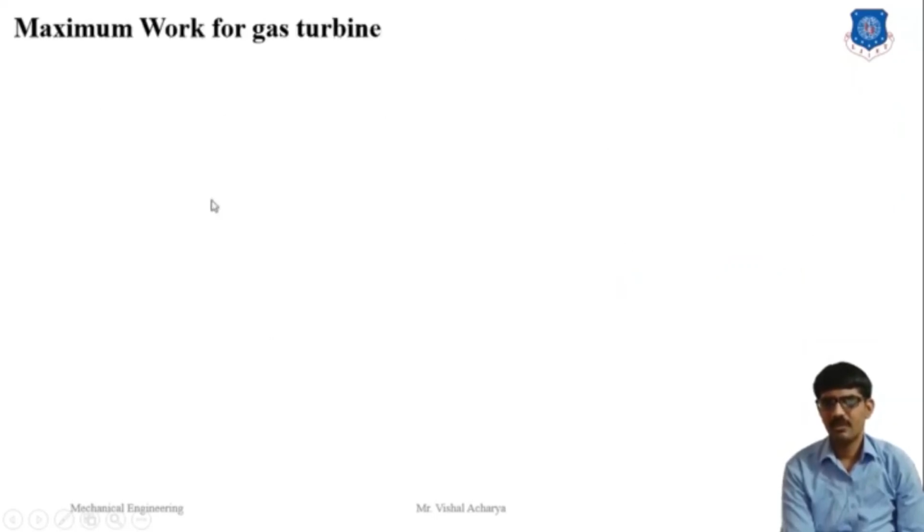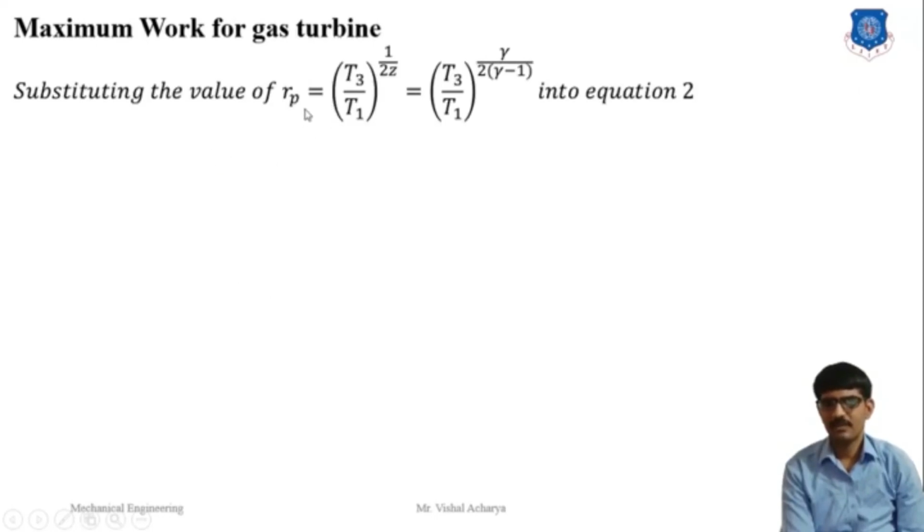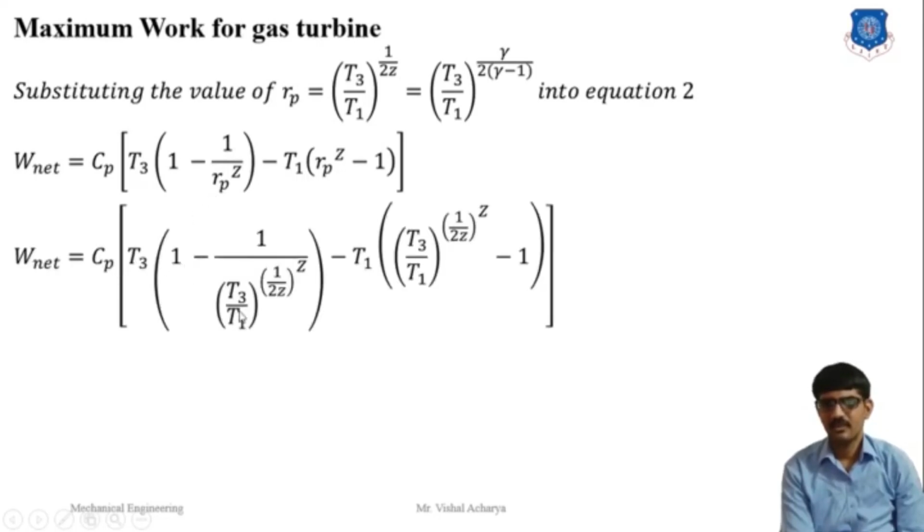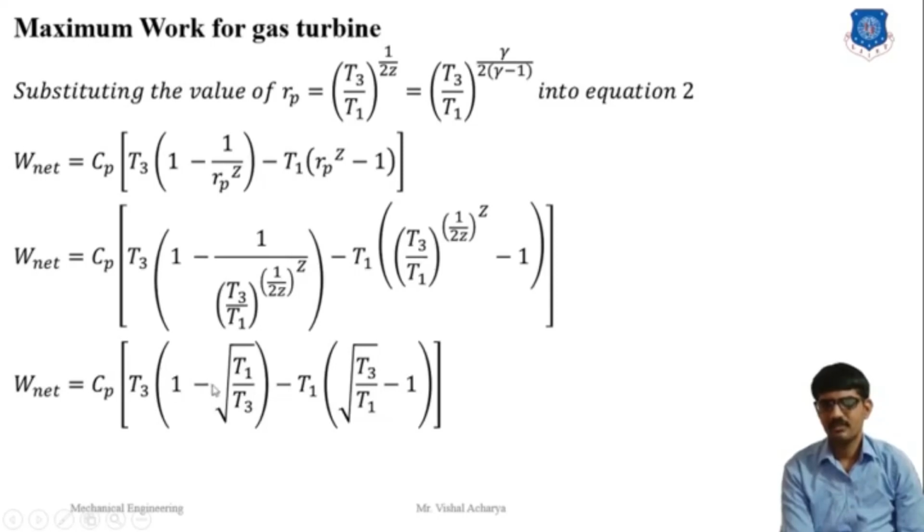For the maximum work of the gas turbine, put the value of Rp in the work equation. So Cp into T3 into (1 minus 1 upon Rp raised to Z) minus T1 into (Rp raised to Z minus 1). Put the value of Rp in this equation. We get (T3 by T1) raised to 1 by 2Z into Z, minus T1 into (T3 by T1) raised to 1 by 2, minus 1. Here Z and Z cancel. So T3 into (1 minus root of T1 by T3) minus T1 into (root of T3 by T1 minus 1).